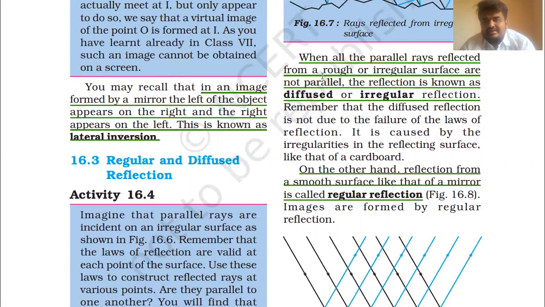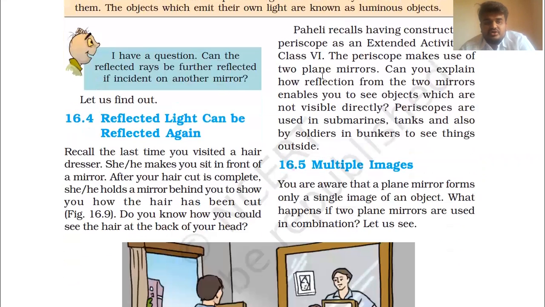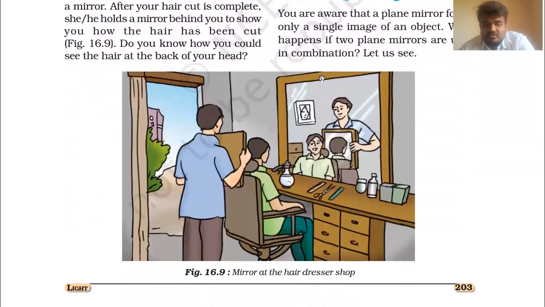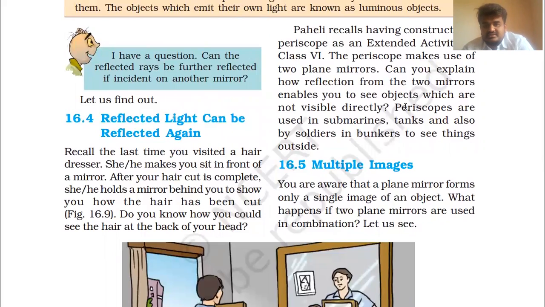In the last session, we discussed regular and irregular reflections. Irregular reflection can be defined as diffused radiation, or diffused reflection also. Apart from this, we studied topic 16.4, that reflected light can be reflected again, in which we discussed the example of a saloon, or simply an air saloon. Another example we discussed was the periscope.